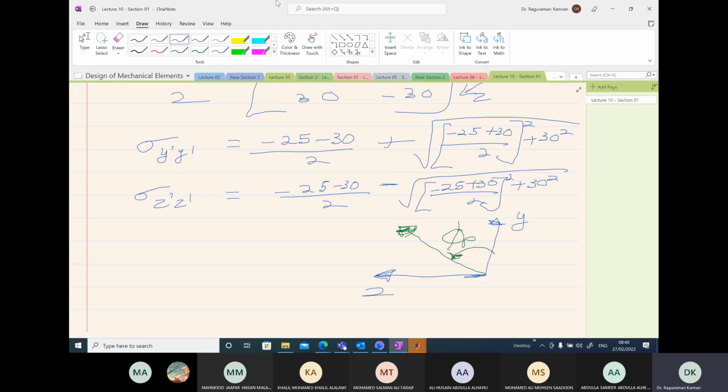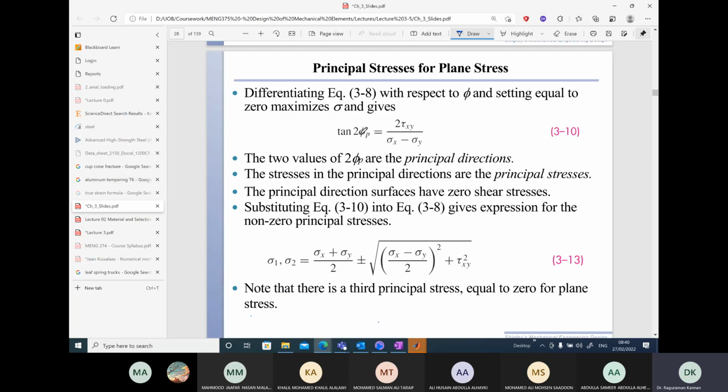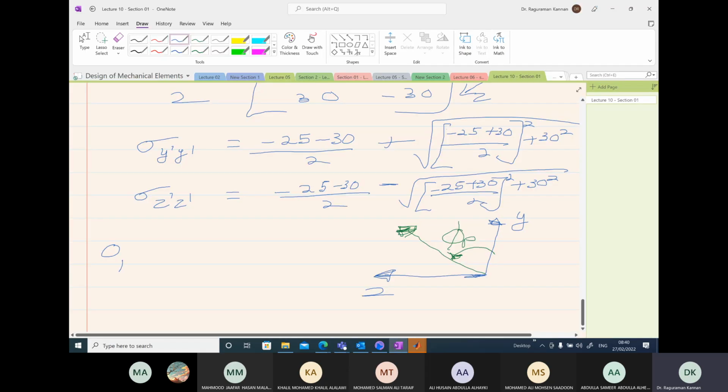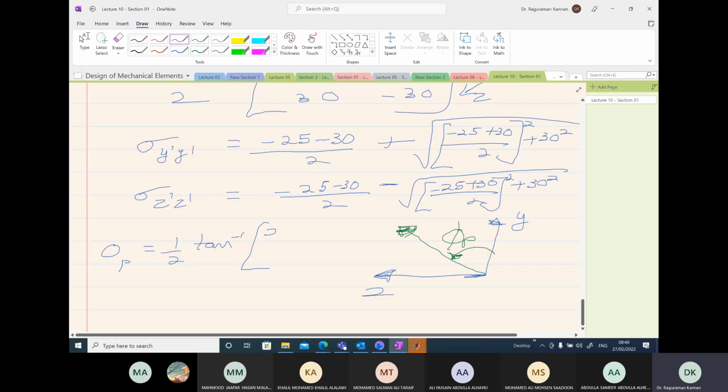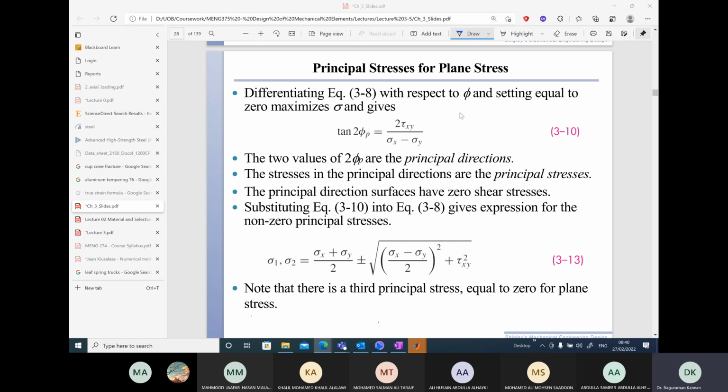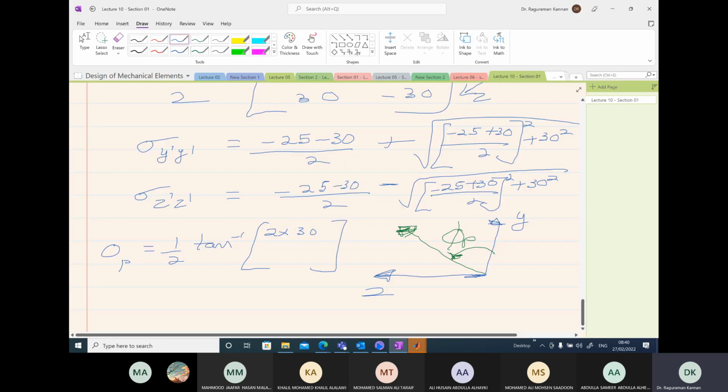So let's calculate phi p. To get the phi p direction, I have to write this formula: 1/2 tan inverse. Inverting this formula, this is what I get: 2 times tau xy. The tau xy value is 30. In the denominator, I have sigma x minus sigma y. Sigma x is negative 25, minus of minus becomes plus 30. So this will be the angle here.